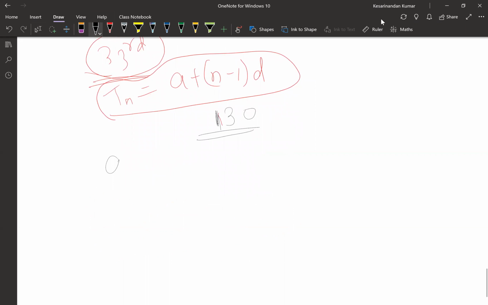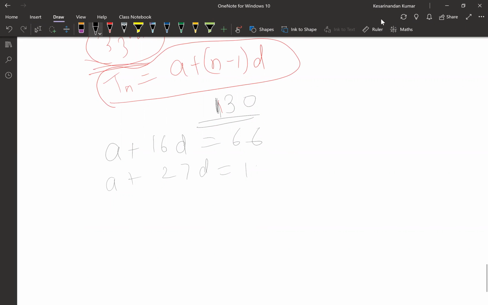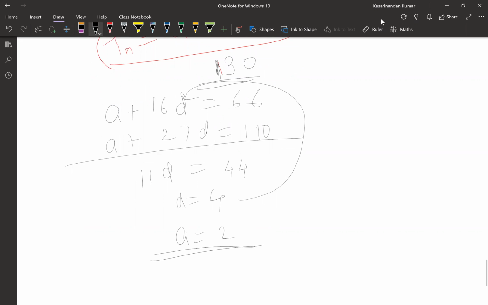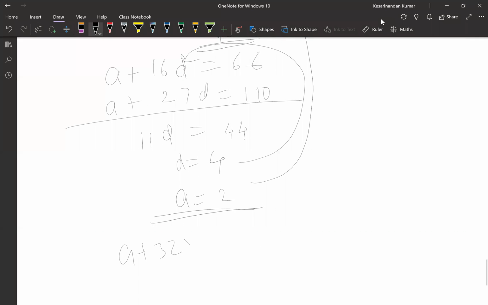Plain and simple. The standard formula method: 66 is a plus 16d, and a plus 27d because it was the 28th, right? Yes, 28 it is. So that was 110. When you subtract it, you will get what? 11d is 44. So d will be 4. When you put d as 4 here, 16 fours are 64, a will be 2. Now put this in this equation and find the 33rd term. For that it will be a plus 32 into d. That will be 130.